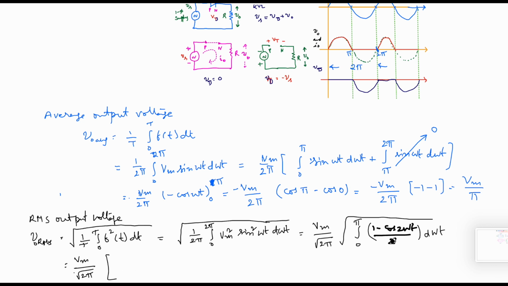So 1 by 2 is a constant, so integration of a constant is that variable, that is omega t. So let me take 2 outside, it is under root and it is coming out, so root 2 will be here. Okay, so integration of 1 will be omega t. So if I substitute values also, pi minus 0 minus integration of cos 2 omega t is sin 2 omega t divided by 2 with limits 0 to pi.